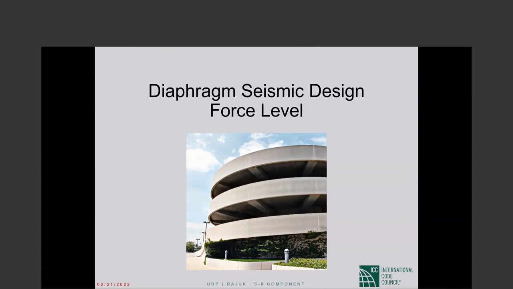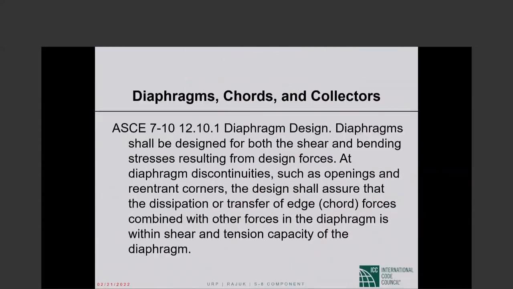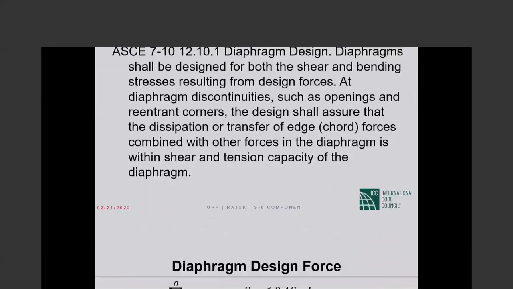Now we come to diaphragm seismic design force level, which has been a pretty hot topic in recent years. So I go to ASCE 7-10, 12.10.1, ASCE 7-05, it was also 12.10.1, very, very important section on diaphragm design. This is where you come for the design of your diaphragm. And diaphragm has to be designed. I told you to start with BNBC does not have these provisions. All it says is the two-slide text that I showed you, but diaphragms need to be designed, particularly seismic design category D. Okay, so diaphragm shall be designed for both the shear and bending stresses resulting from design forces. Add diaphragm discontinuities, that part you can read.